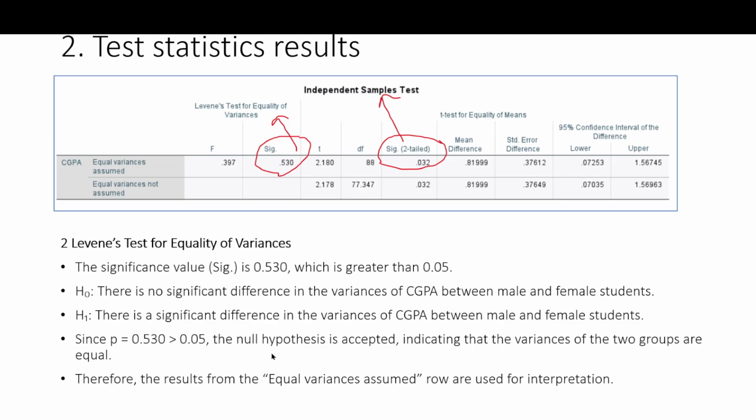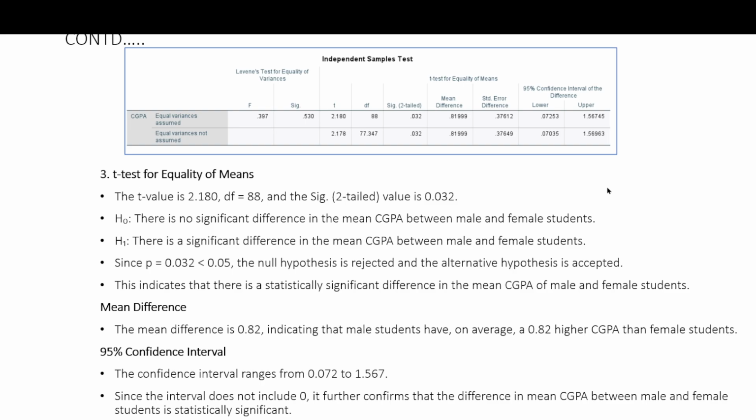So friends, this is one of the assumptions which is required to be checked before applying the independent samples t-test. Therefore, the results from the equal variances assumed row are used for this interpretation. If Levene's test result is acceptable, then we have to follow the result of the first row in this specific table. Now we go to the t-test for equality of means.